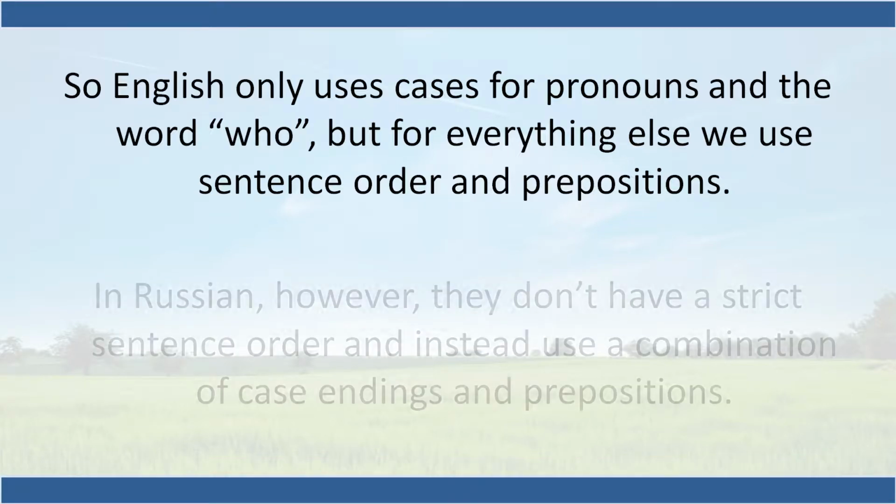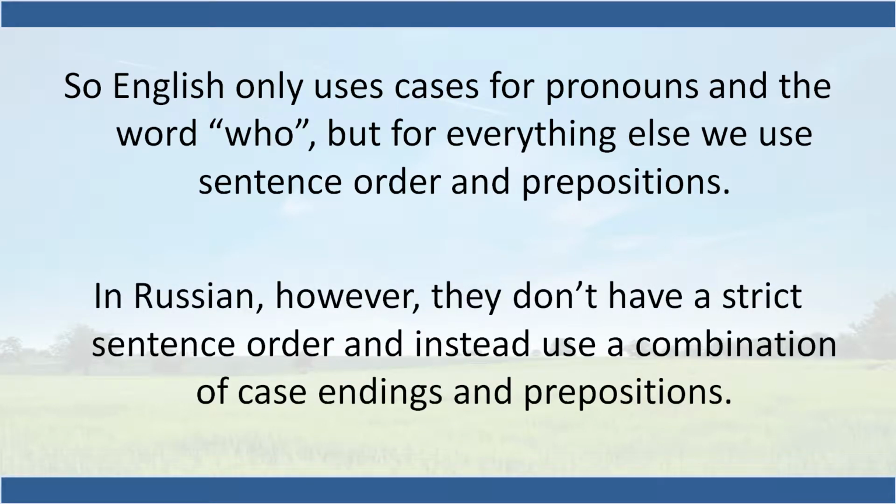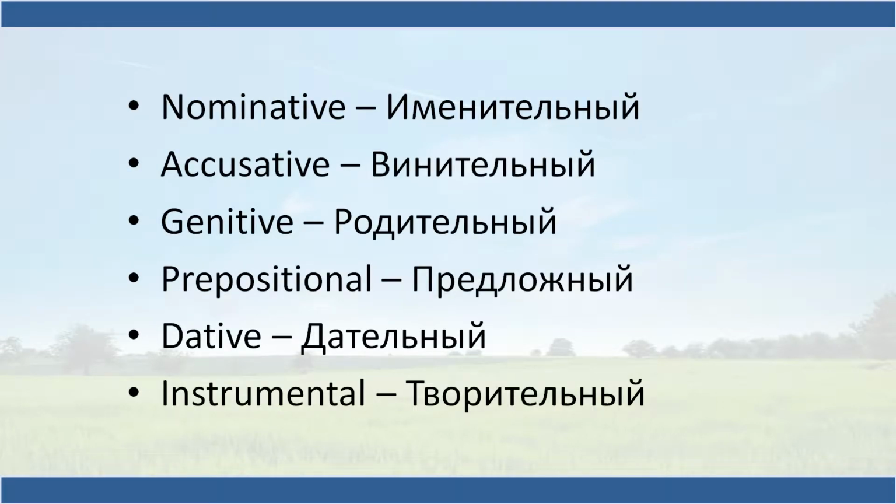prepositions. In Russian, however, they don't have a strict sentence order and instead use a combination of case endings and prepositions. They have 6 cases: nominative, accusative, genitive, prepositional, dative, instrumental. Именительный, винительный, родительный, предложный, дательный, творительный.